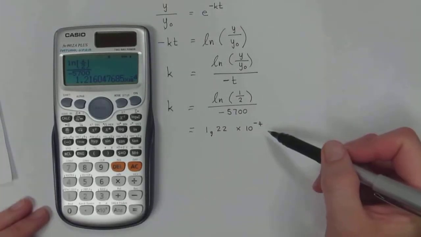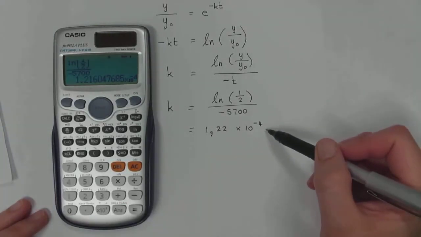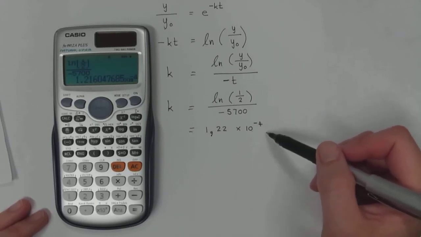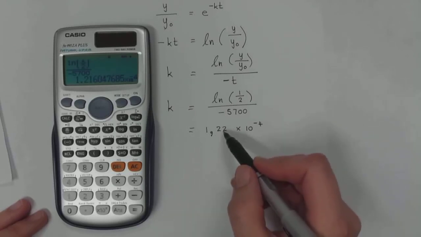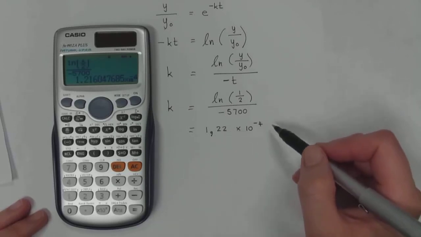So you can keep that in your scientific notation. They're perfectly happy with that. And we're going to round it off to 2 decimal places, because in AP Mathematics, they always ask for 2 decimal places.